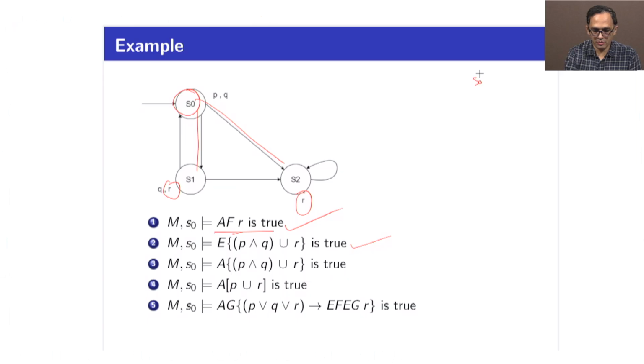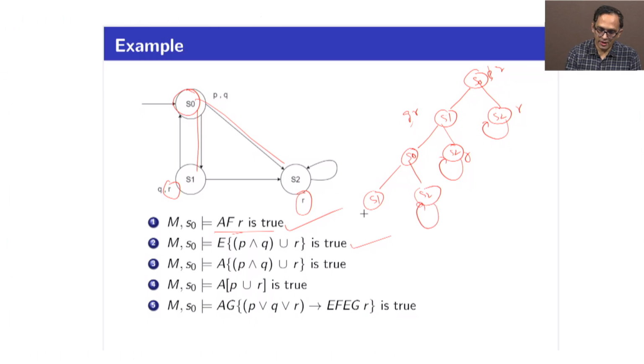So, you have S0, then you have S1 and S2 with loops. Here P and Q, this is R. S1 is Q and R. In S1 I can go back to S0 or go to S2 again, which loops. From S0 I will get to S1 and S2 will loop, and from S1 again I will go to S0 and S2 and so on, because this will keep repeating.